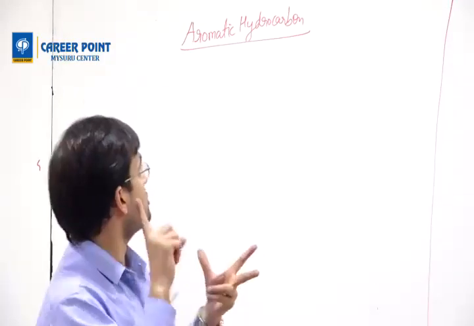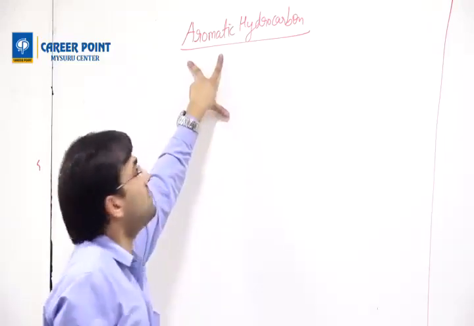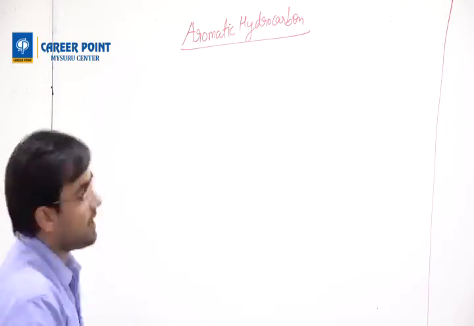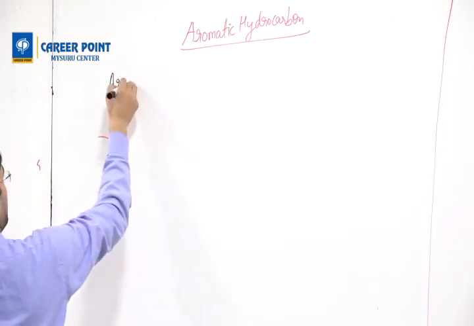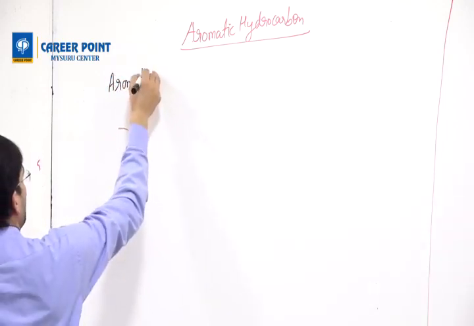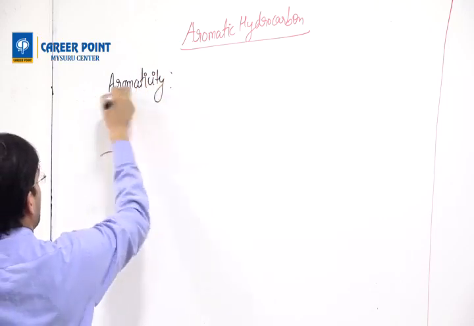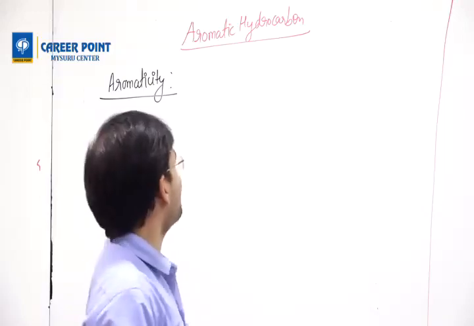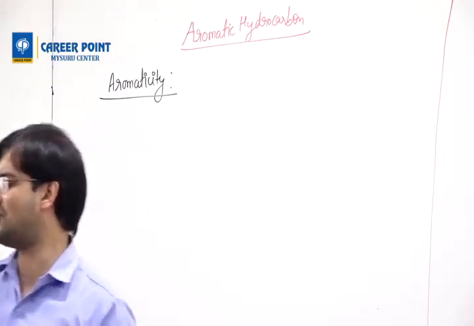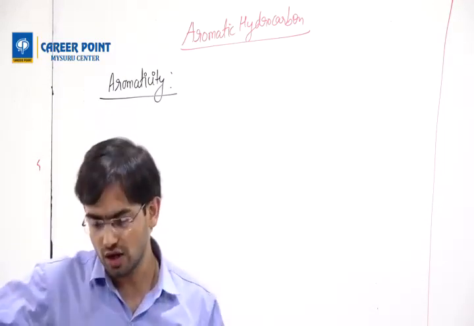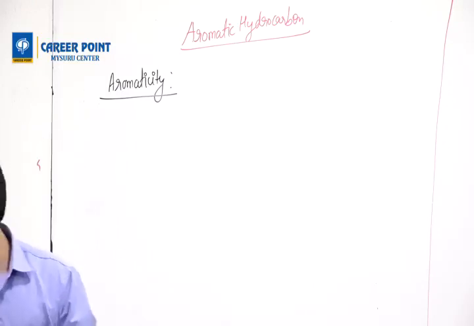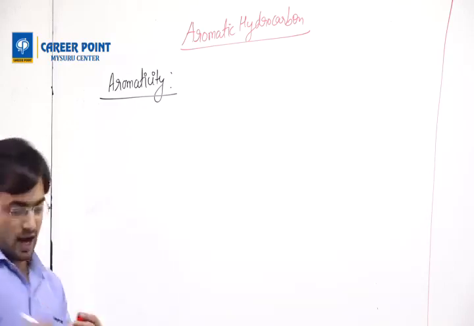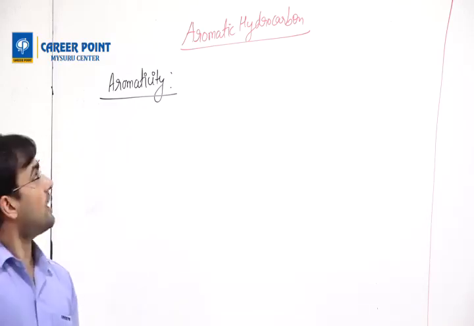Now before, I have already explained hydrocarbon: hydrogen and carbon, but there is one word called aromatic. So first I will explain what is aromatic. The first heading is aromaticity. If you understand what is aromaticity, what is aromatic, then you can understand what is aromatic hydrocarbon also.